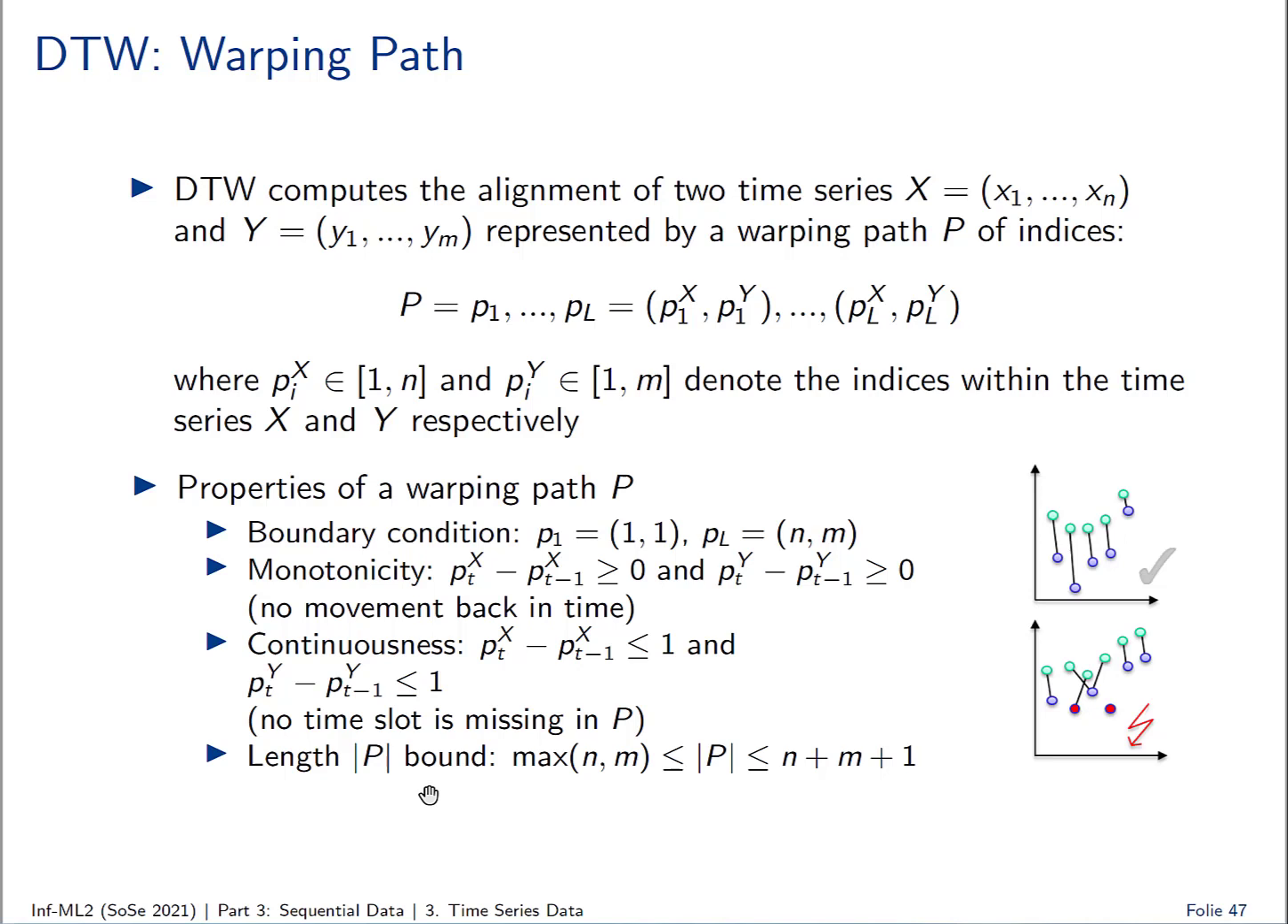And then last but not least, maybe a little bit trivial, but worth mentioning, is that the length of this warping path is bounded by n plus m plus 1. And we'll see why that is actually. Well, it means that, if we think about the matrix representation of edit distance, we can go from one corner to the other corner, and then, for example, right and then down, or down and then right. That would be the longest path, so to say. So that is the length constraint here.